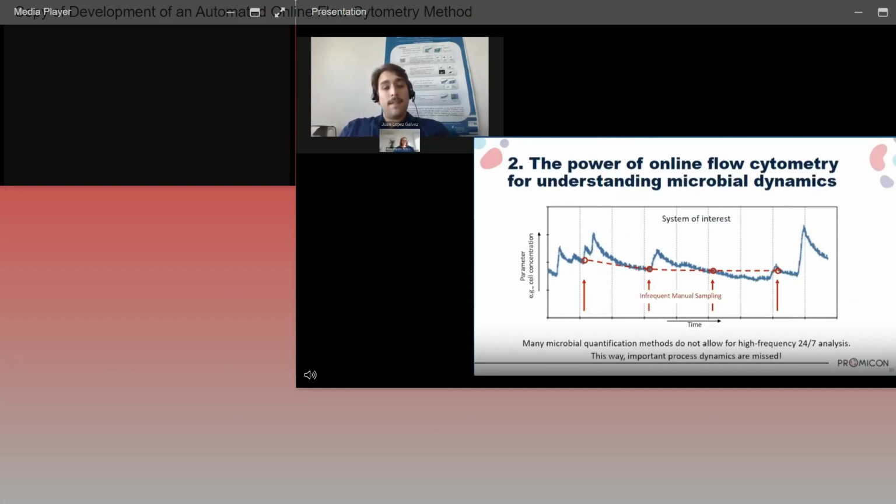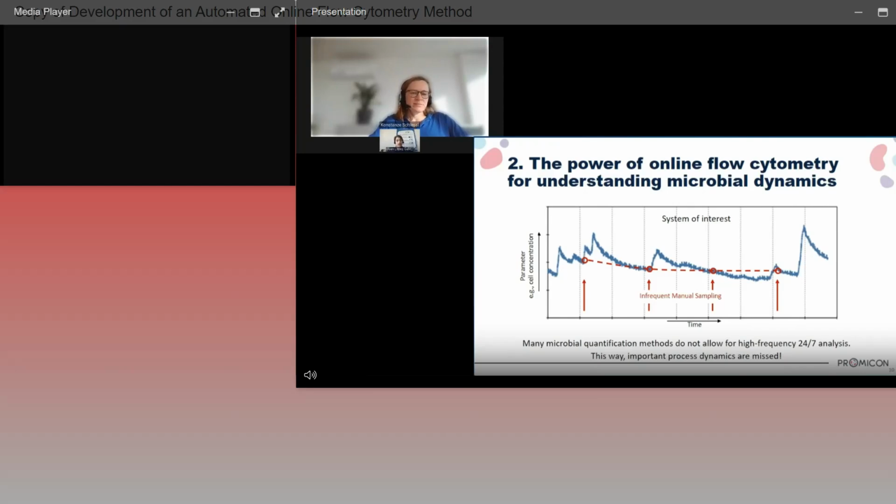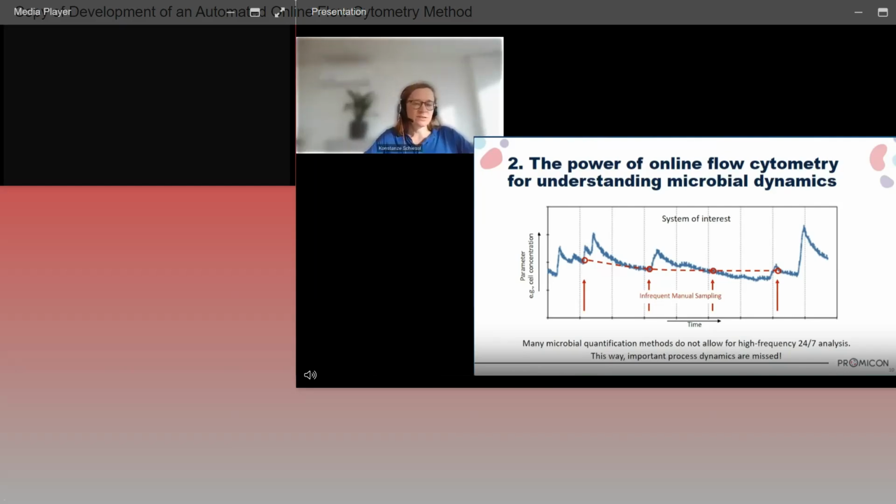Okay, so this is a nice introduction to the second part. If you have a system of interest, it can be anything. It can be a bioreactor, for example. The bacteria in there, they are not stable. They will fluctuate over time, which is just the nature of biology or of any process. And these fluctuations can be really important in order to control the process, to see if something is going out of hand, so to monitor it.